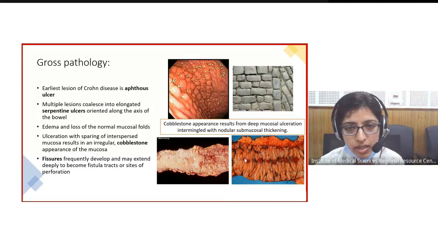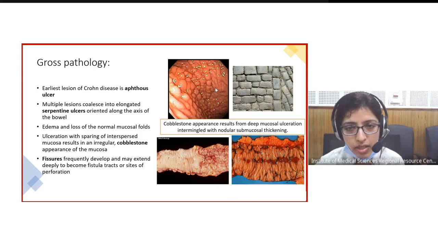Also, with resultant edema, there is loss of the normal mucosal folds. Now, ulceration with sparing of interspersed mucosa results in an irregular cobblestone appearance. So this is how a cobblestone looks like. Basically, how does cobblestone result? Because there is deep mucosal ulceration. Okay, so see, this is the endoscopic view. Here the appearance of the mucosa is very much similar to this, and hence this is called cobblestone appearance. This again is a resected specimen.